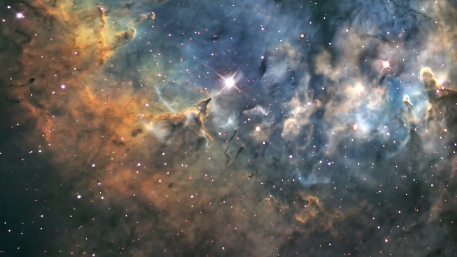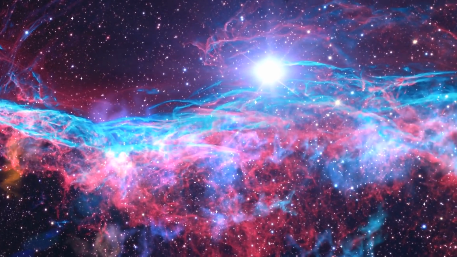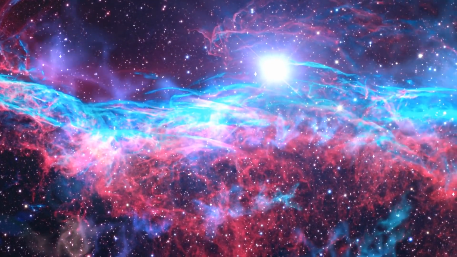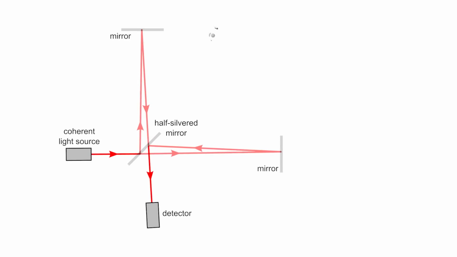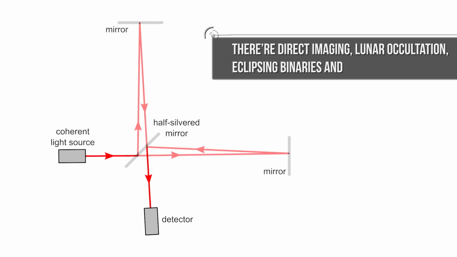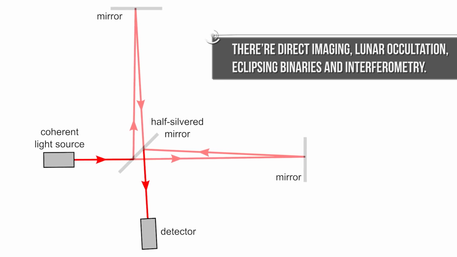The question is, is there any way we can measure the size of a star more directly? After all, real stellar spectra aren't exactly like those of black bodies, so these rough estimates might be wrong. It turns out that there are several different methods for measuring the size of a star. For example, there's direct imaging, lunar occultation, eclipsing binaries, and interferometry.